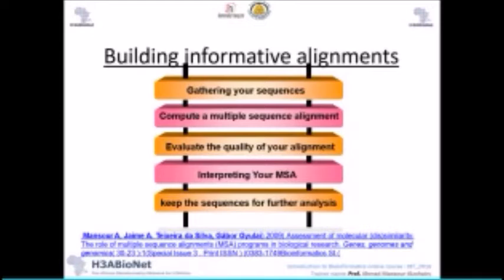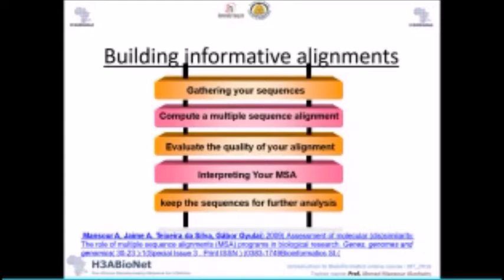To build the informative alignment, you need to do, number one, gather your sequences. So you have to know how to gather your sequences in the right way and in the right format. Number two, how to compute a multiple sequence alignment, how to do the computation, and as we said, you have to choose one of the programs as we just mentioned in the last slide. Number three, evaluate the quality of your alignment. This evaluation step is very important, and many programs can do that, like T-Coffee.